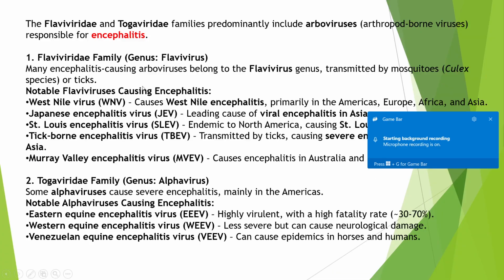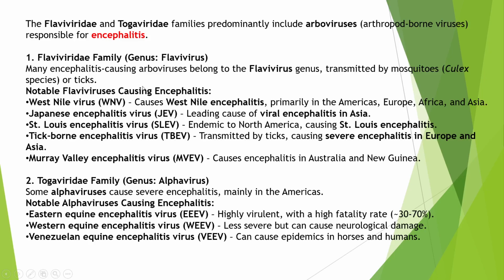So here I'm talking about the Flaviviridae family, not particularly about encephalitis. Okay, so notable flaviviruses that cause encephalitis. Now we are coming to encephalitis. We have West Nile virus, which causes West Nile encephalitis primarily in areas like America, Europe, Africa, and also Asia. Then we have Japanese encephalitis virus. This is the leading cause of viral encephalitis in Asia. So you can see it's more prevalent in Japan.